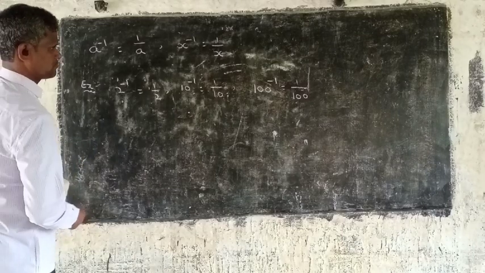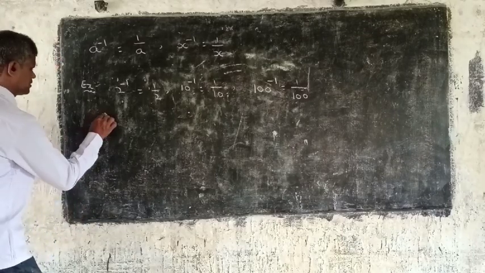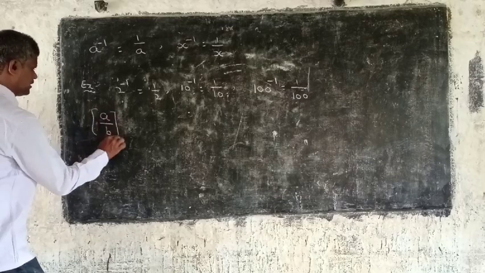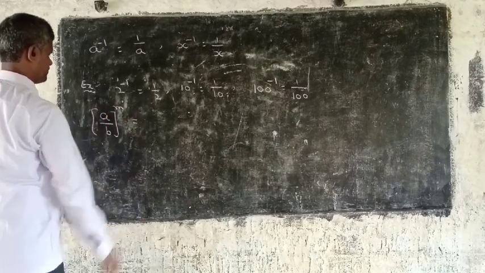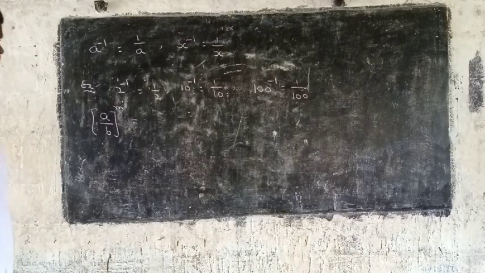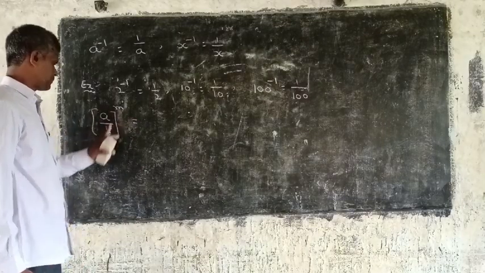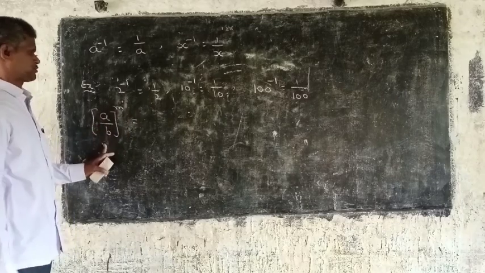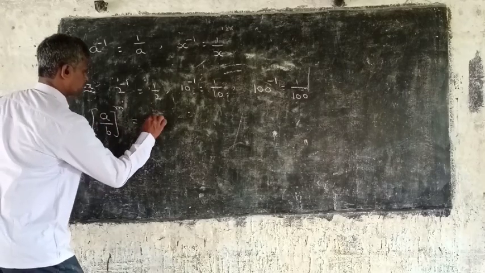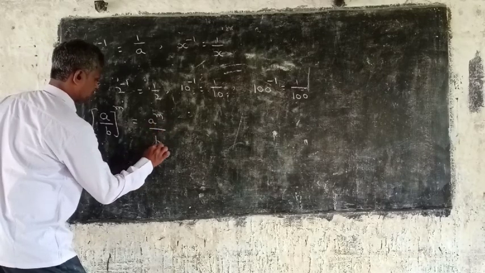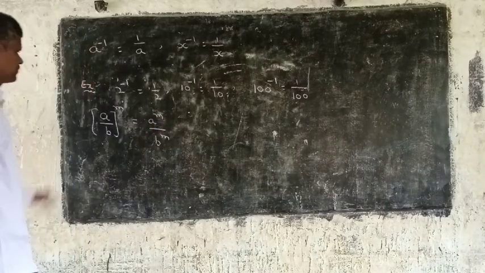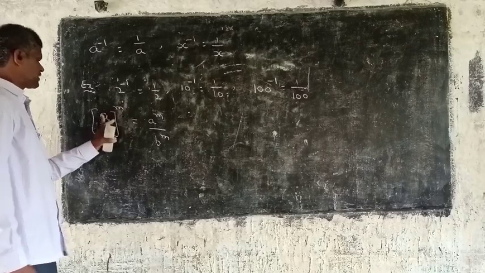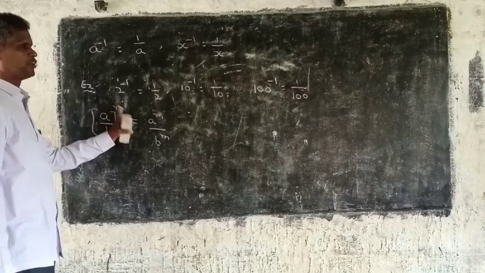Next one, (a/b)^m = a^m / b^m, where a belongs to M, b belongs to M. మనకి m అనేది a కి చెందుతుంది, b కి చెందుతుంది. అంటే అర్థం అవుతుంది a to the power of m by b to the power of m. A belongs to m, b belongs to m.